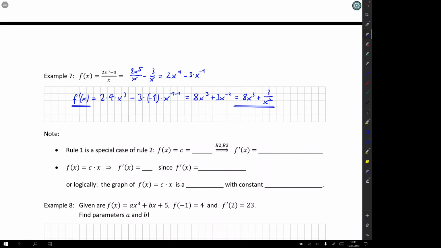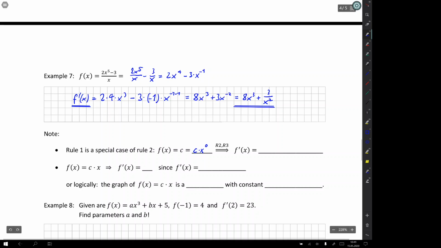Let us note the following. First, rule 1 is a special case of rule 2. Rule 1 just says if f of x is c, a constant, then the derivative is 0. Well, I can say f of x equals c is the same as c times x to the power of 0. You remember something to the power of 0 is 1. And now I can apply rule 3 and rule 2 when I take the derivative.